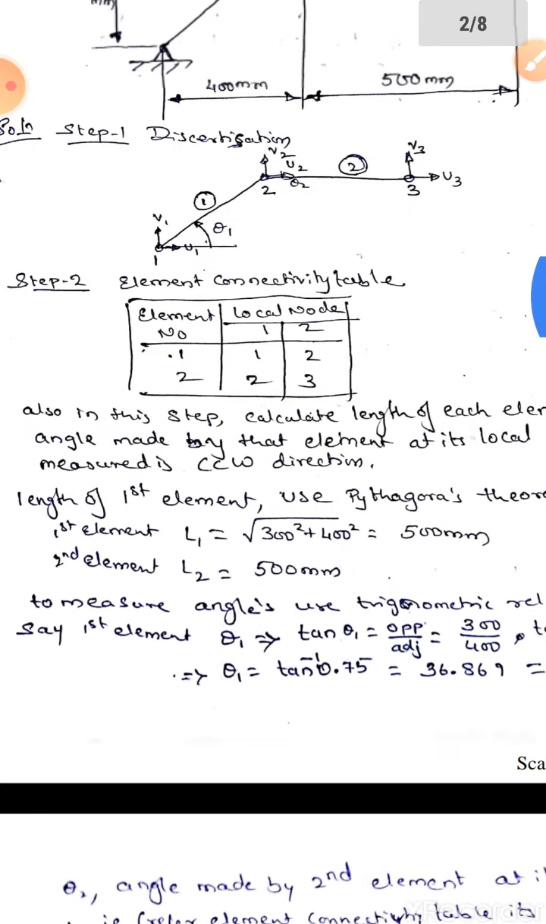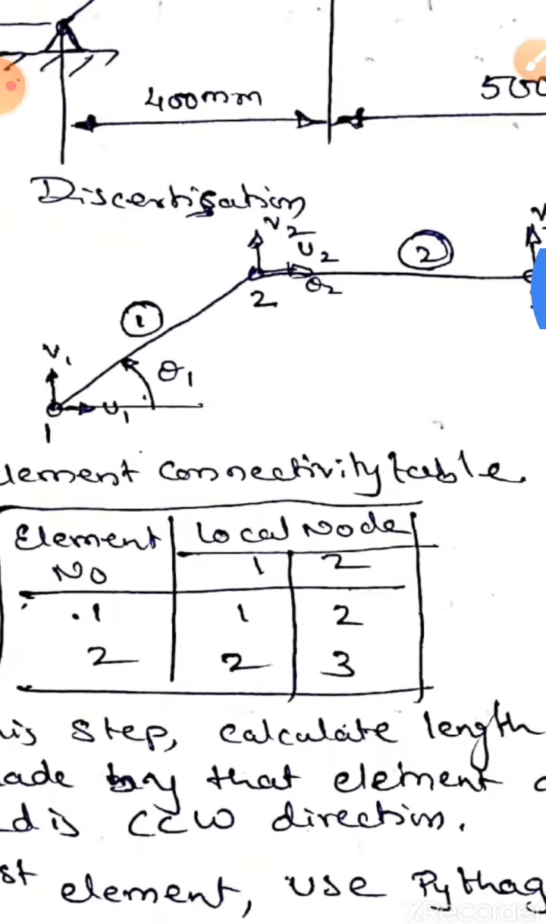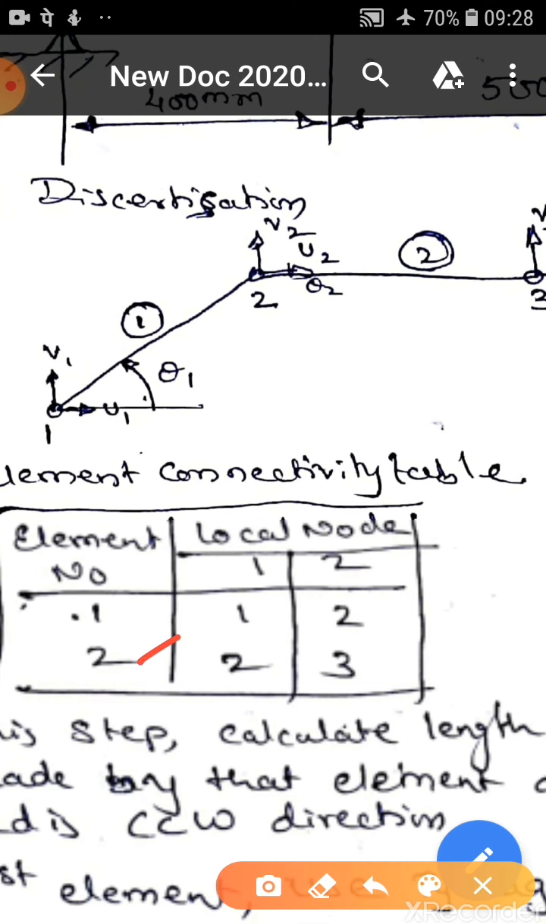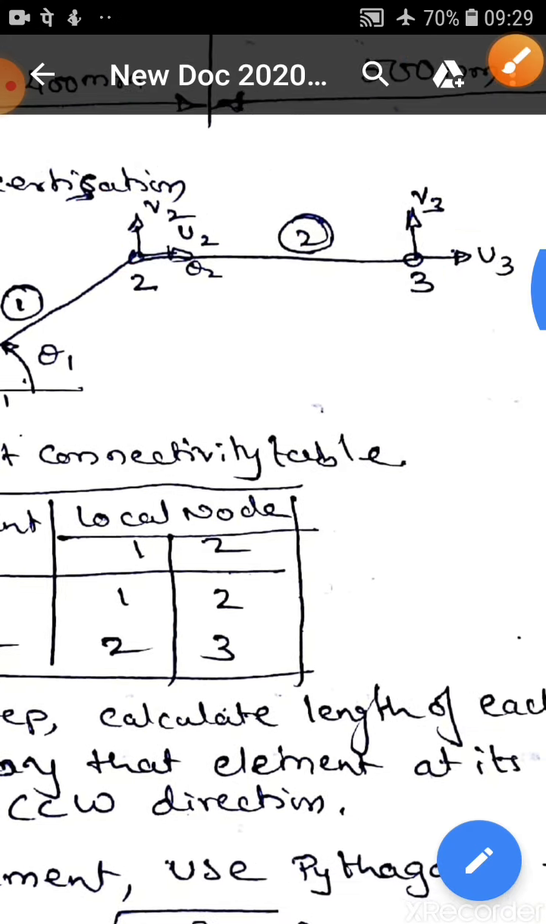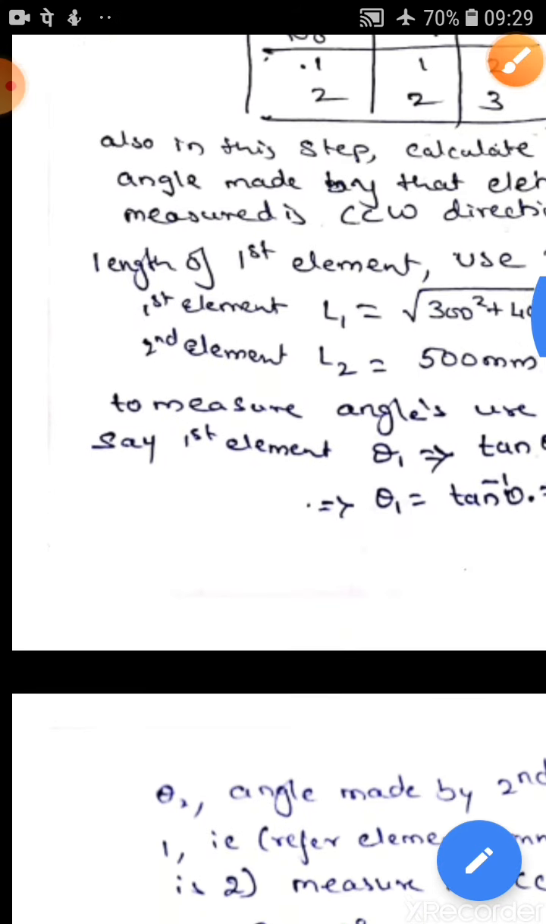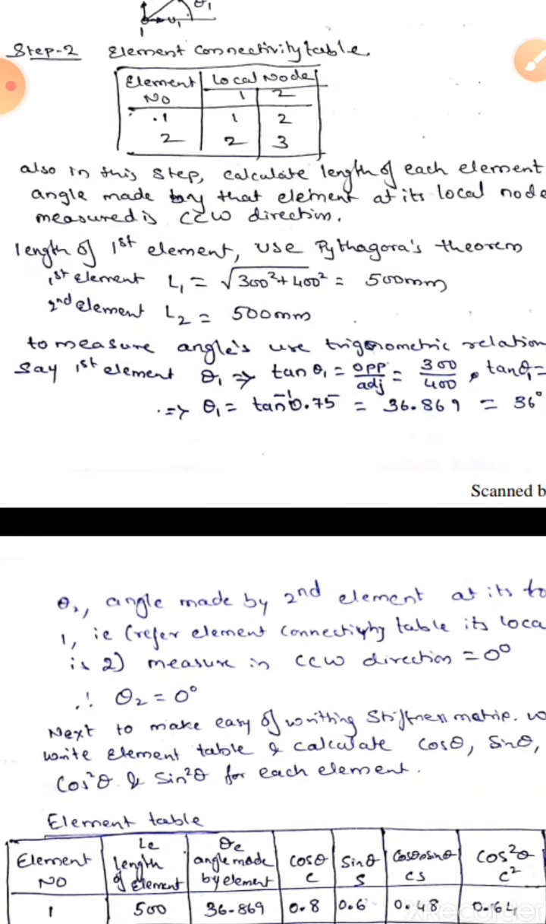Now see the angle made by element 2. I said for element 2, the angle has to be measured at node 2. This is my element 2 and I have to measure it at node 2. Then what is the angle made at this point? If I keep a protractor like this, the angle is 0 degrees, when measured in the counterclockwise direction. So the angle made by element 2 is 0 degrees.